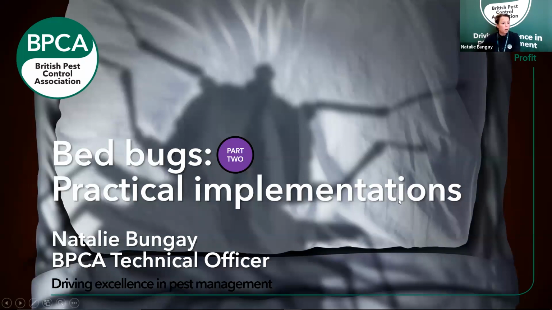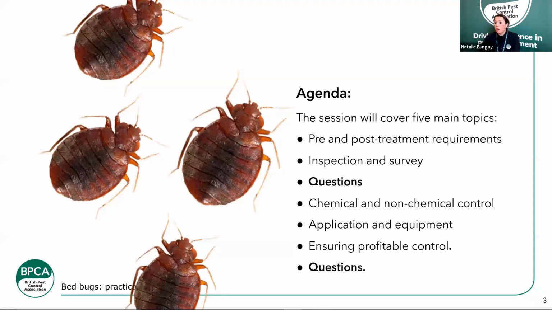Okay, so as it says there, part 2, I think most of you hopefully joined us on the last webinar, which it leads nicely on from. We've got pre and post treatment requirements, so a really good chat around that and what I recommend you should do to make your job easier. Inspection and survey, of course, and then some questions, because it's a good part there for questions, because you may have some regarding those first 2 subjects, and then some treatment. So generally chemical, non-chemical application, and ensuring profitable control. Now, obviously there's a 2-way part to that profitable control, but again, we'll get to that. And some more questions, hopefully, if we've got some time.